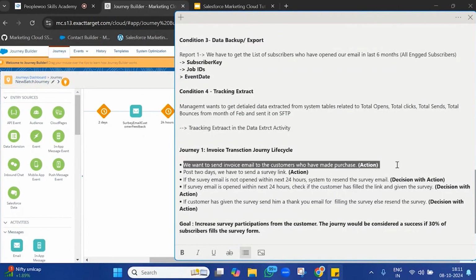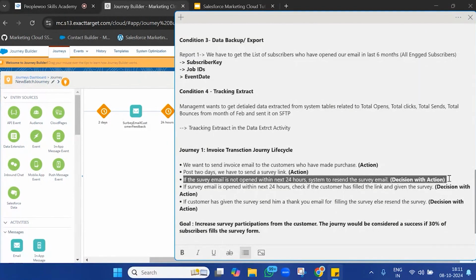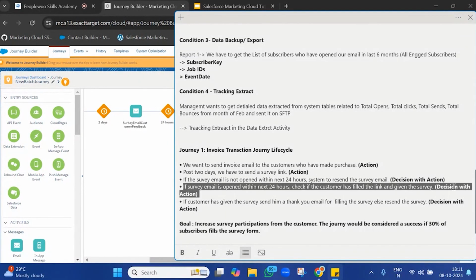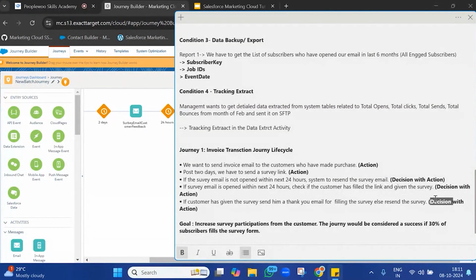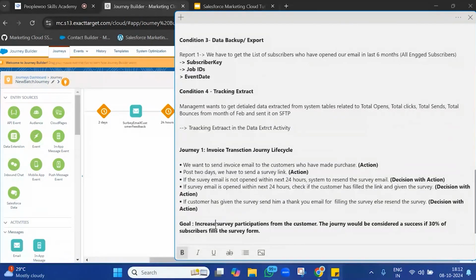Actions like sending email, waiting for 2 days and then sending email. Decision means to check if the email was opened or not. Decision was to check if the survey was filled or not. Decision to check if the survey was not filled, resend that. So decisions and actions we took based on various activities like send email activity, engagement split, decision split for taking decision based actions. Then we defined a goal of the journey.